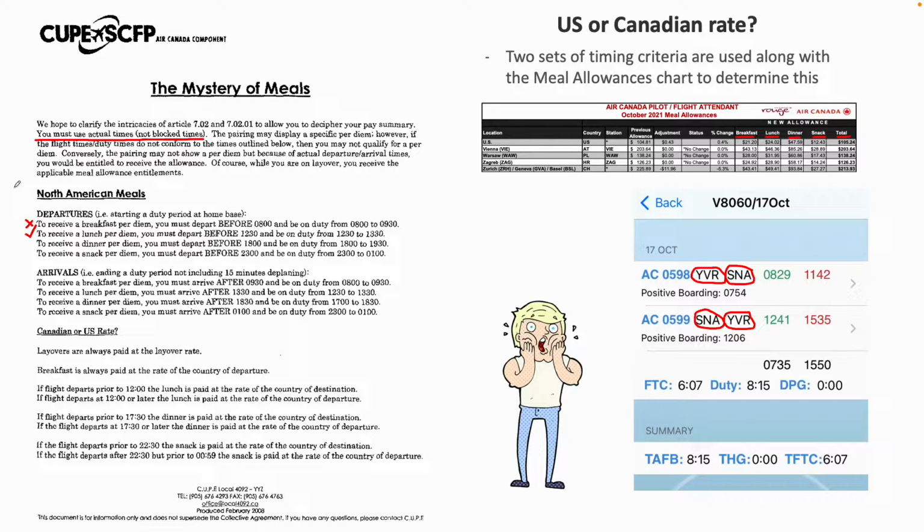To receive a dinner per diem, you must depart before 6 p.m. and be on duty from 6 p.m. to 7:30 p.m. I am definitely not on duty from 6 p.m. to 7:30 p.m. I finished my duty for the day and my entire pairing at 3:50, so this does not apply.